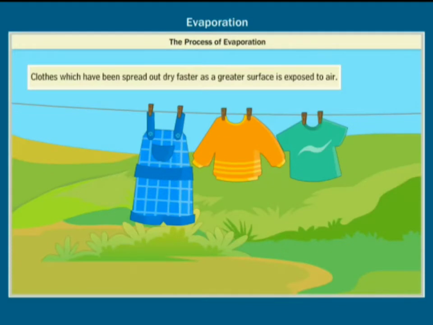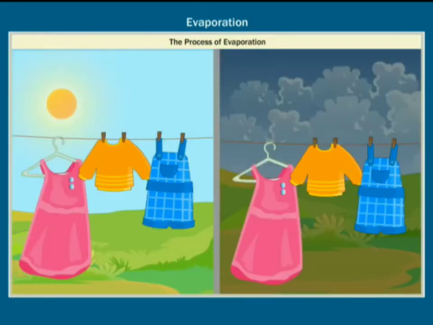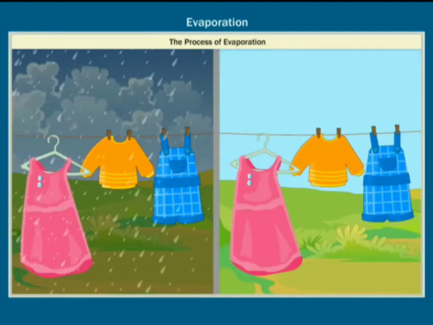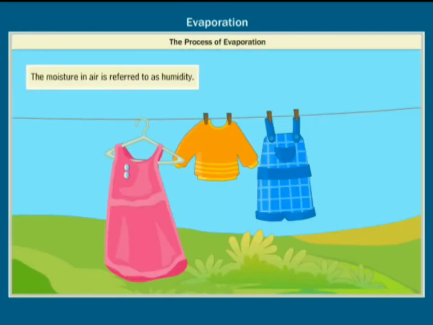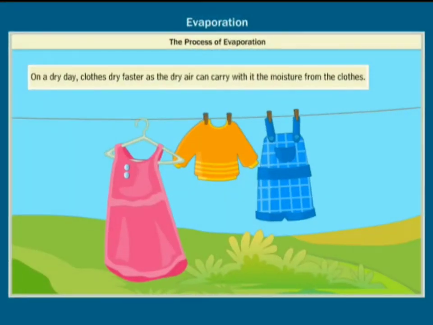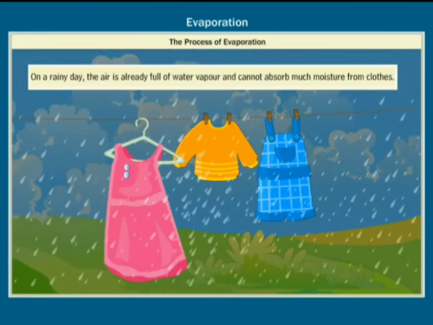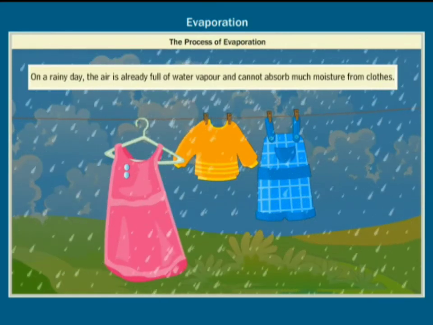Clothes which have been spread out dry faster as a greater surface is exposed to air. Clothes will dry faster on a hot sunny day as the sun's rays provide heat required for evaporation. Air contains moisture. This is referred to as humidity. On a dry day, the humidity is less. So clothes dry faster as the dry air can carry with it the moisture from the clothes. However, on a rainy day, the air is already full of water vapor and cannot absorb much moisture from clothes.